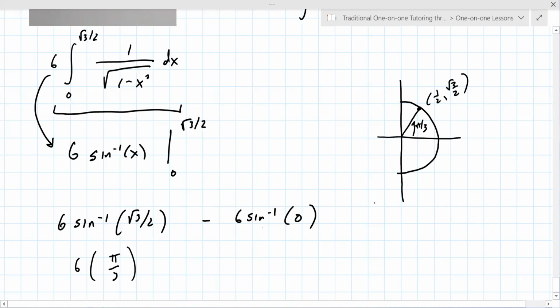Sine of 0 is 0 because you're right there. So this one actually kind of works out nice, I guess. It's just 2 pi when you're all done. Oh, nice. Okay.